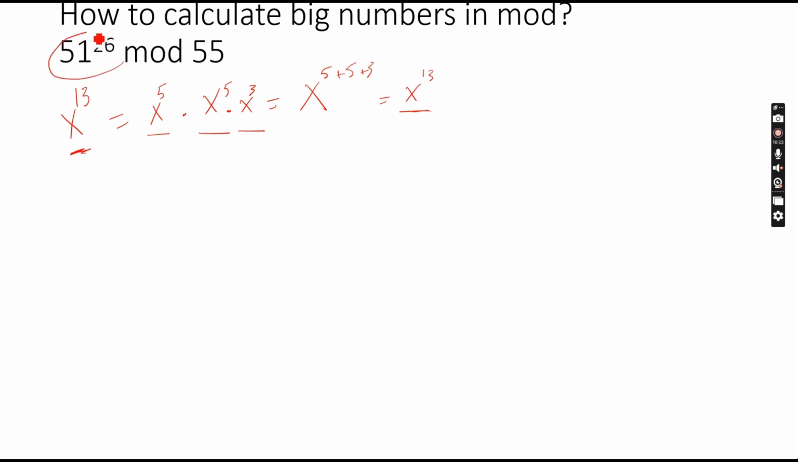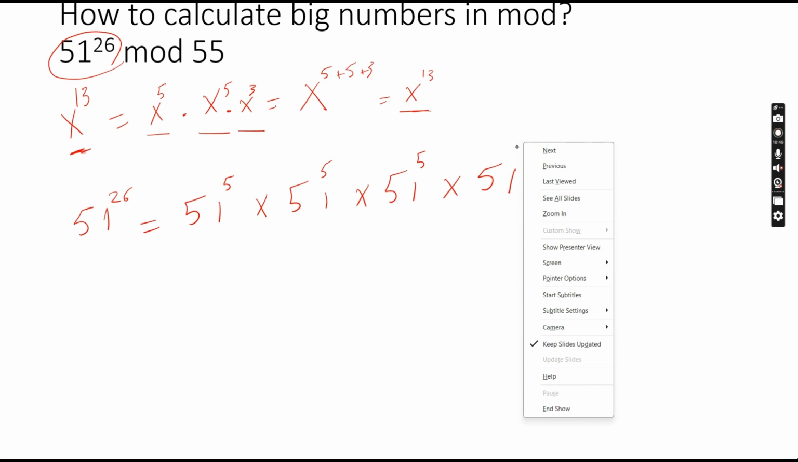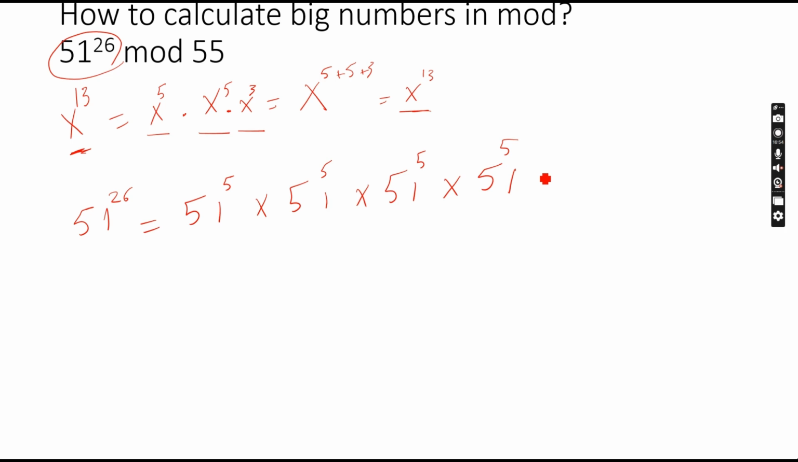Here it's the same. So 51 to the power 26 is equal to what? It's equal to 51 to the power 5 multiplied by 51 to the power 5 multiplied by 51 to the power 5 multiplied by 51 to the power 5 again, multiplied by 51 to the power 6. So it's 5 plus 5 plus 5 plus 5 is 20, plus 6 is 26. So this is equal to 51 to the power 5 plus 5 plus 5 plus 5 plus 6, which is 51 to the power 26, correct?